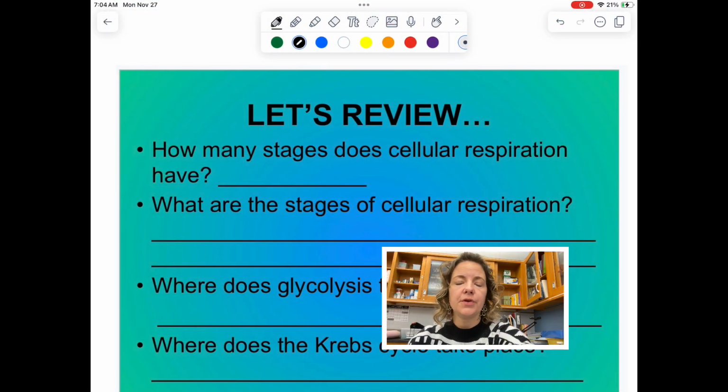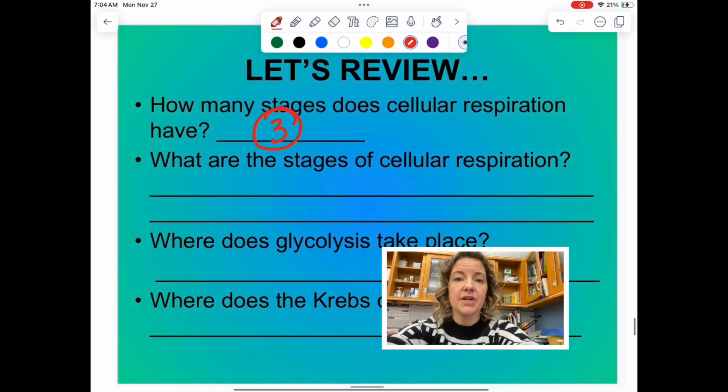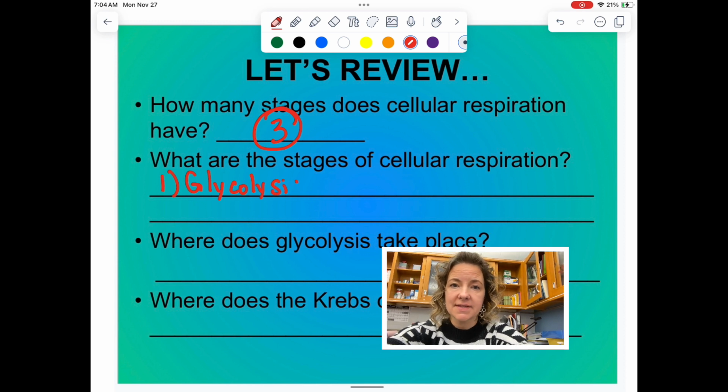All right, so let's review everything that we've gone over so far. First thing is there are 3 different stages to the process of cellular respiration. Those 3 different stages include glycolysis. That's the first step, that is anaerobic. Then we have the Krebs cycle. And then after that, we have the electron transport chain.